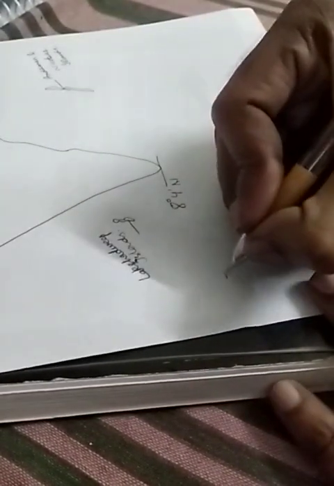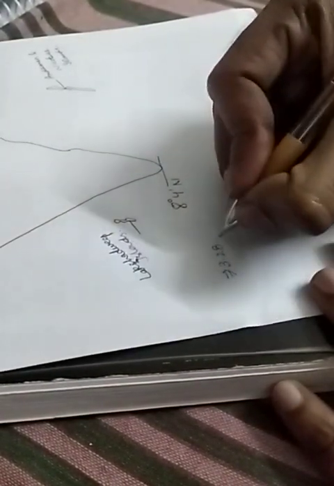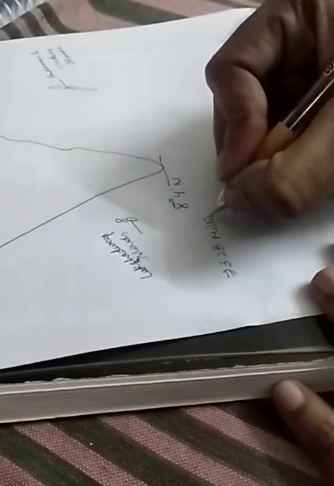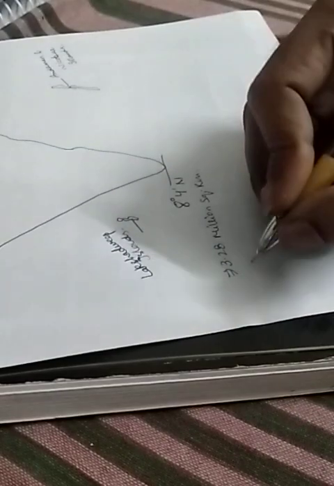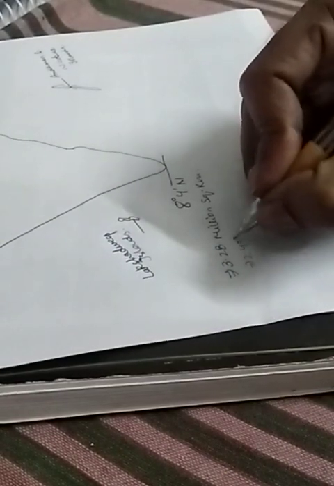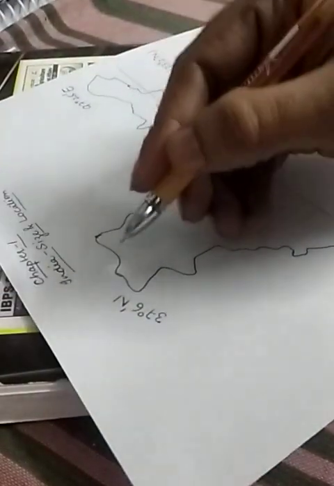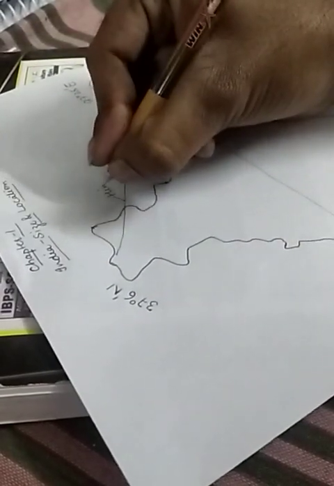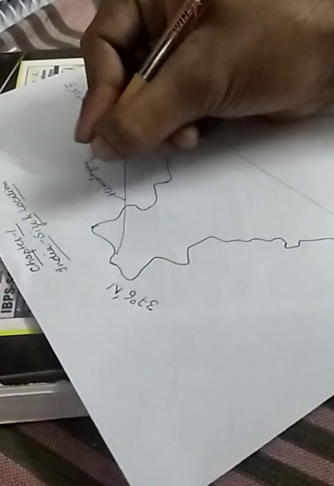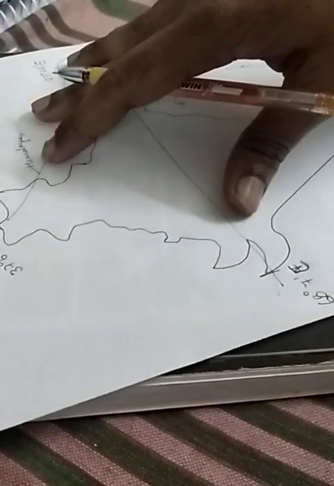We have an area of about 3.28 million square kilometer, which is 2.4% of the total geographical area of the world. It is bounded by young fold mountains from here to here, that is the Himalayas. It acts like a boundary.